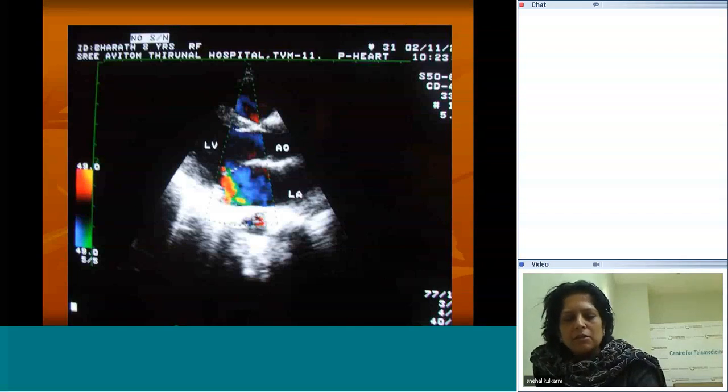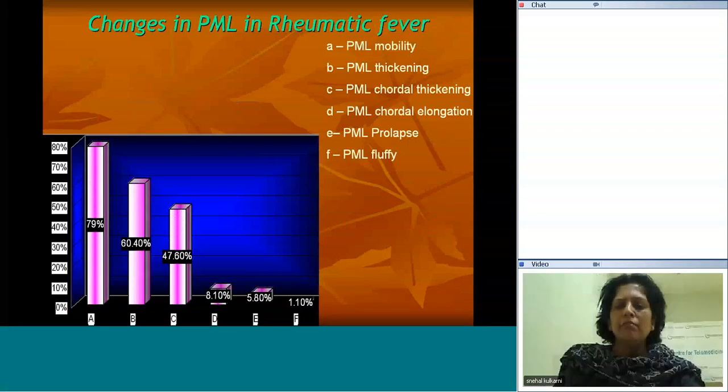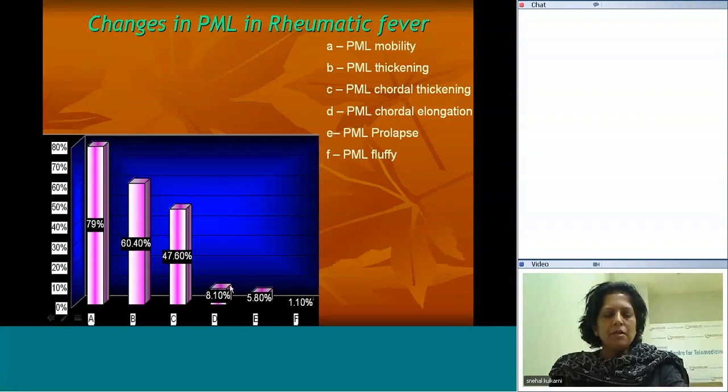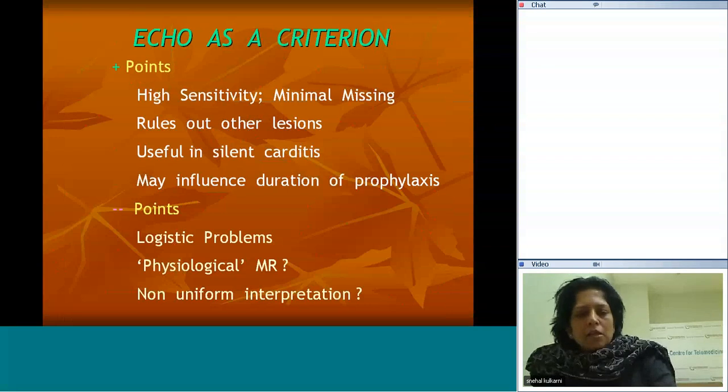rheumatic mitral regurgitation. Now, what are the changes in the posterior mitral leaflet in rheumatic fever? Again, it affects the mobility, thickening, chordal elongation, prolapse, and fluffy posterior mitral leaflet, and these are the different percentages seen in patients with rheumatic carditis. This is again a typical picture of a rheumatic mitral valve.